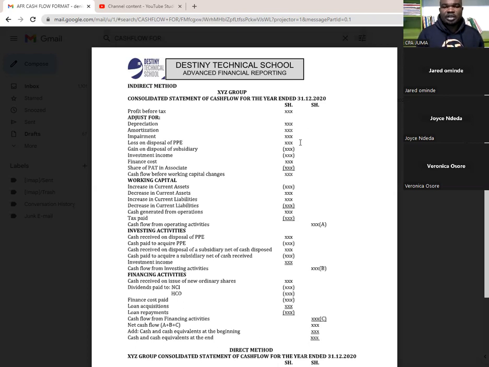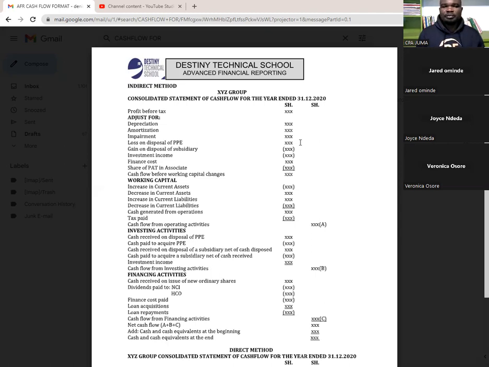So cash generated from operations is the sum of what you got before working capital, and you adjust for the working capital to get that figure. Then you subtract the tax paid. Once you subtract the tax paid, you get the cash flow from operating activities. Mostly, after the tax paid, a student may subtract the finance cost paid, that is interest, and even dividends paid can be subtracted from the working capital down there.